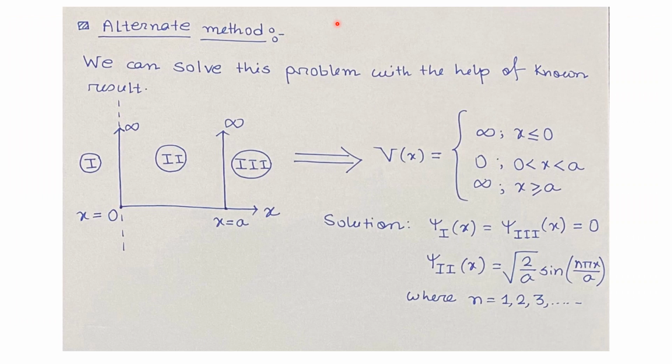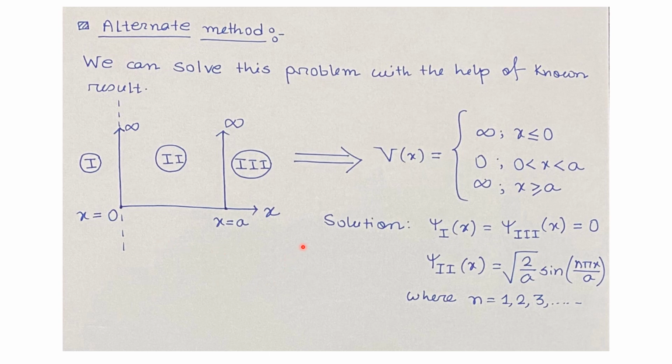Now, we will see a different approach to solve this problem. We can solve this problem with the help of a known result. Let us consider this kind of potential profile. That is, the potential is infinite for x less than or equal to 0. The potential is 0 for x greater than 0 but x less than a, and the potential is infinite for x greater than or equal to a. So this is a very well-known problem for a particle in a potential well having width a.